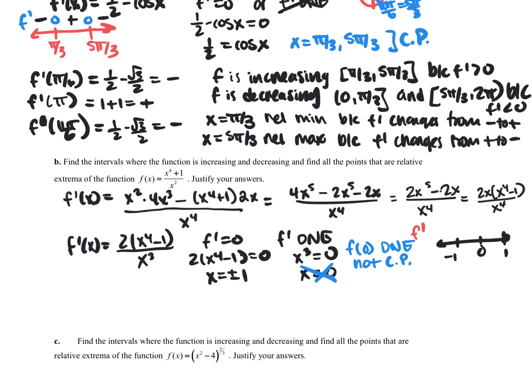So I'm going to go through this part kind of quickly here just because we've done this a lot. So we need a value before -1. -2 would be a good one. We need a value between -1 and 0, so -0.5. +0.5, and we need something after 1. So let's go 2.